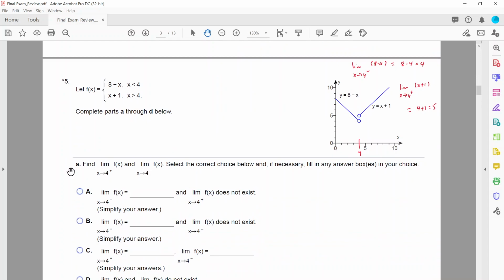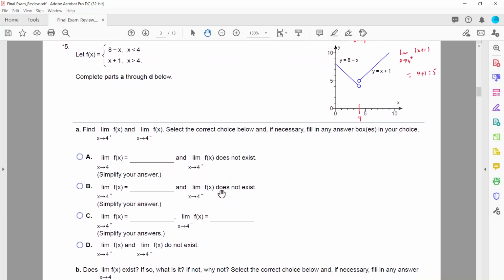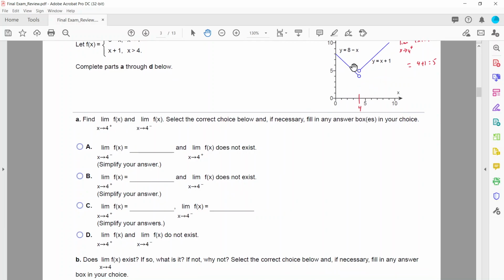So let's try to answer this question. The limit of the function when x approaches 4 from the left side is equal to 4, and the limit of the function as x approaches 4 from the right side does not exist. So this is not true. This is also not true, because the left-hand limit and right-hand limit do exist. The limit of the function when x approaches 4 from the positive side is 5, and from the negative side is 4.